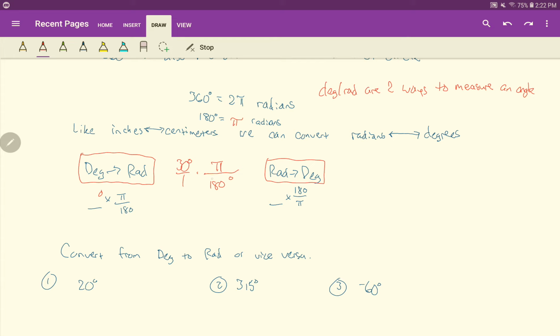And again, you just multiply it out. So you get 30 pi over 180. We'll do some examples of that here. You get 30 pi over 180, and then it's just up to you to simplify this fraction right here. For radians to degrees, it's the same kind of principle too.